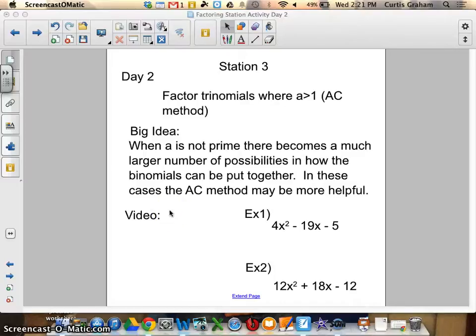Okay, factoring trinomials where a is greater than 1. Notice this is the same as station 2. This is just a different method some of you might find more helpful. So let's go ahead and practice this now.